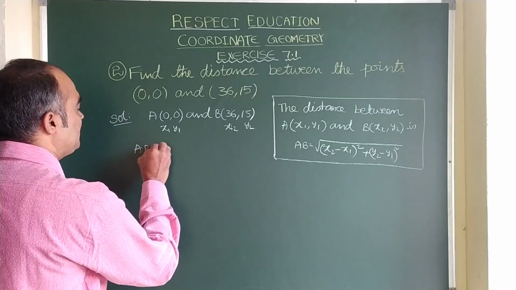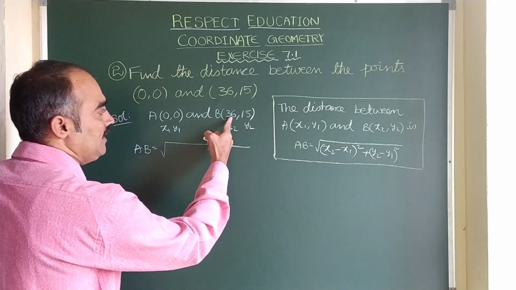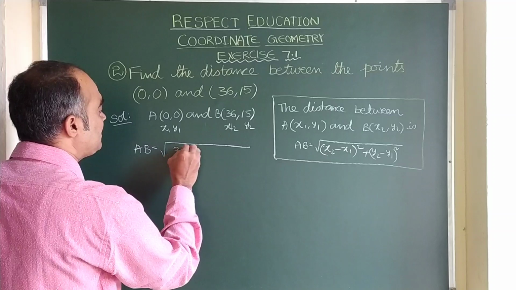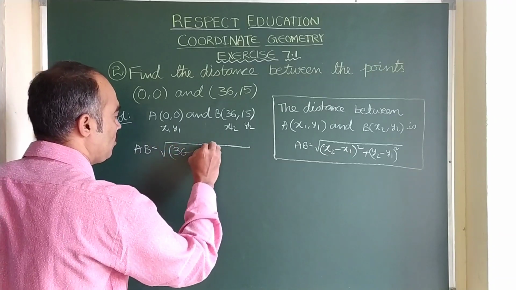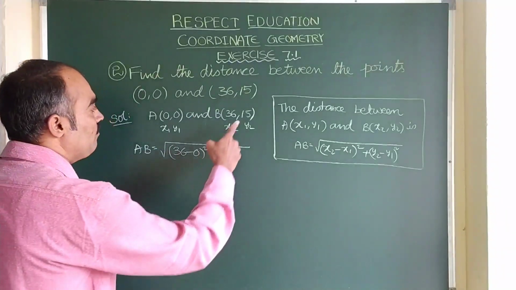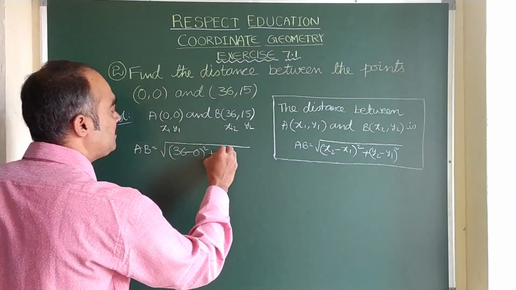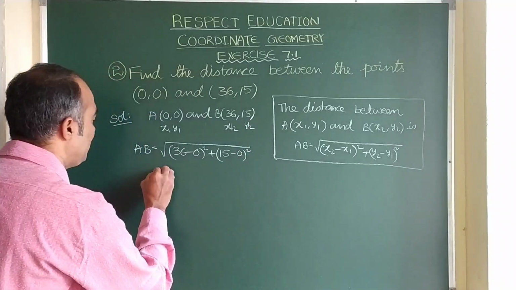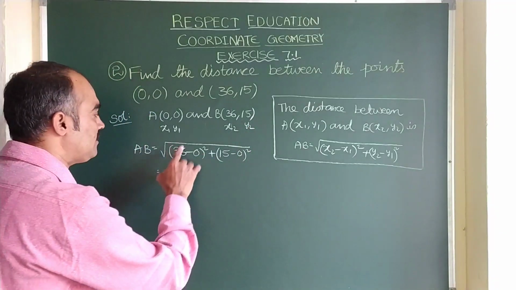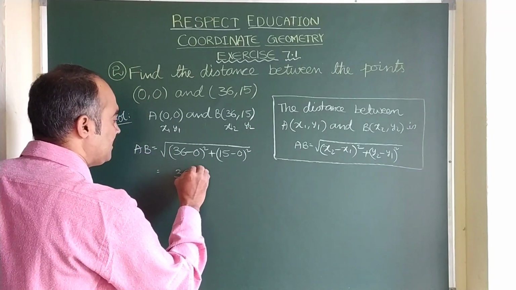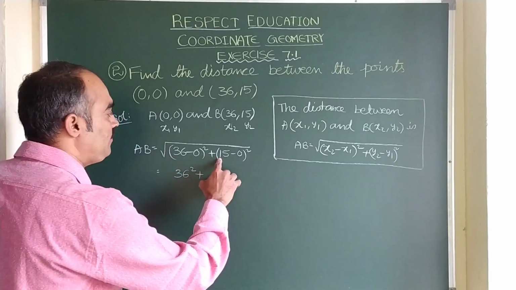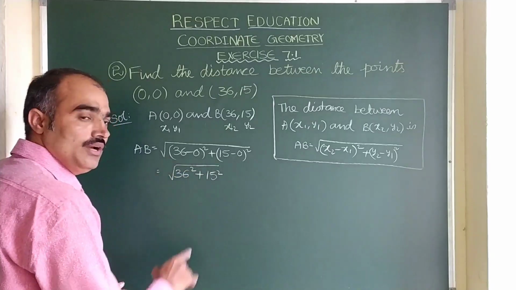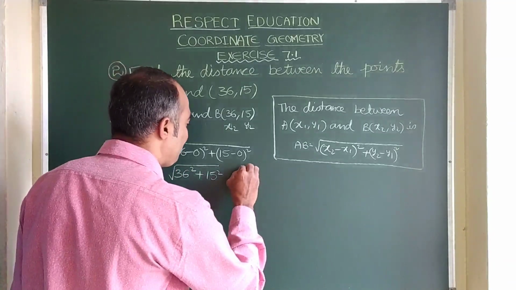This is AB is equal to under root. See, x2 minus x1 means 36 minus 0, 36 minus 0 whole square plus y2 is 15, 15 minus 0 whole square. So here 36 minus 0 is 36. So it is 36 square plus 15 minus 0 is 15 square. So let us simplify these values here.